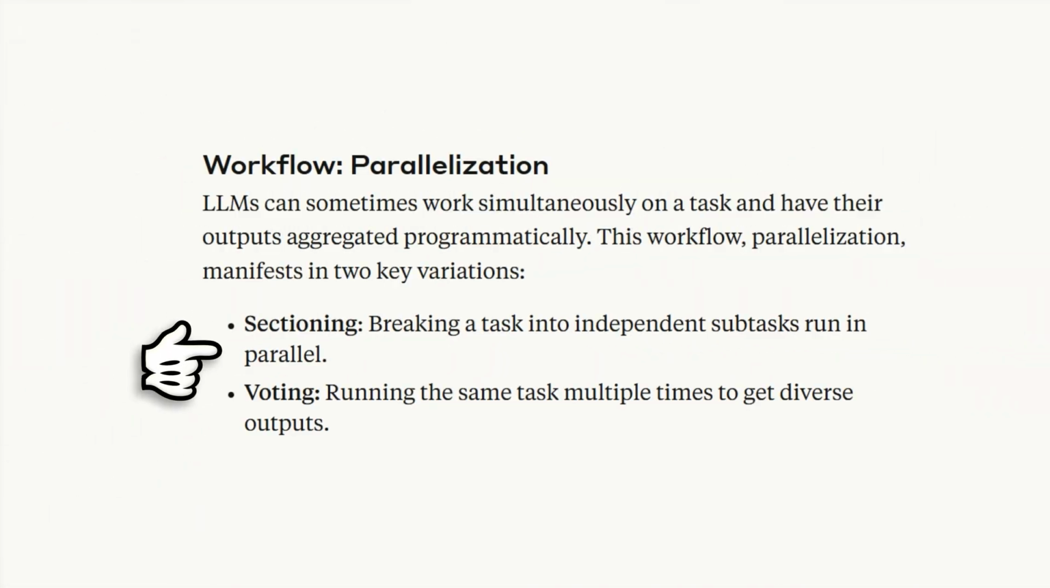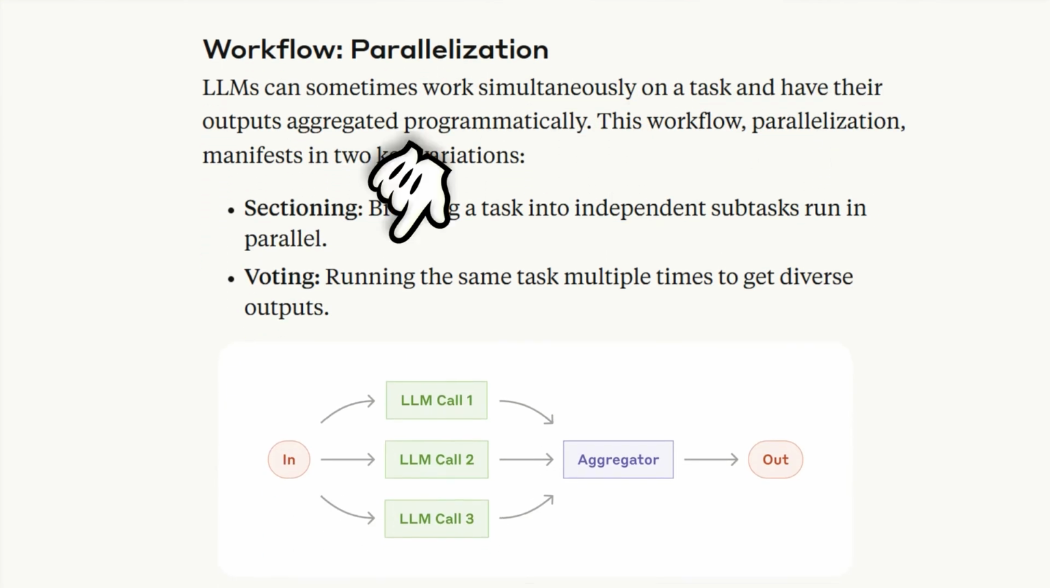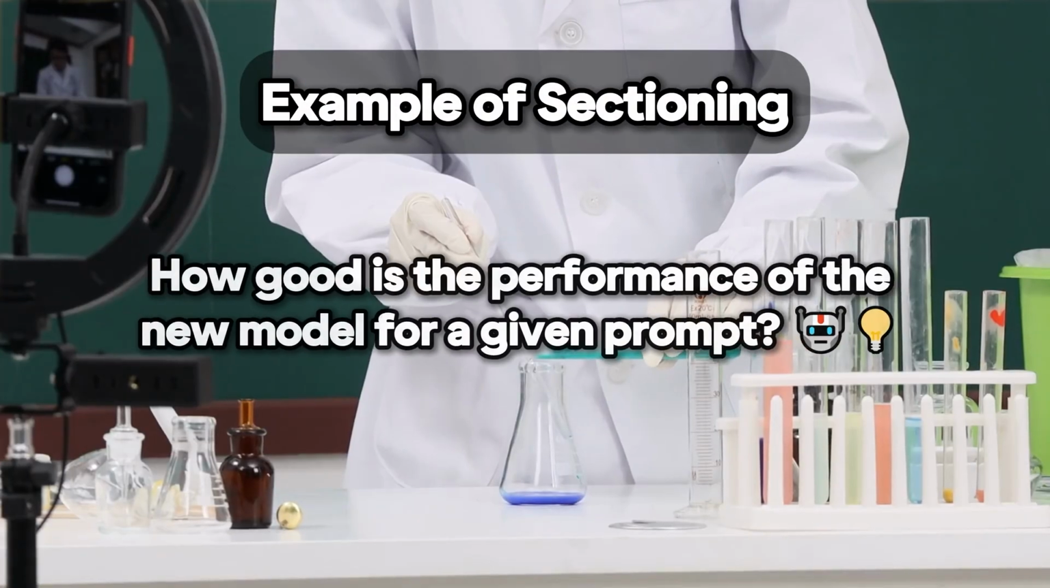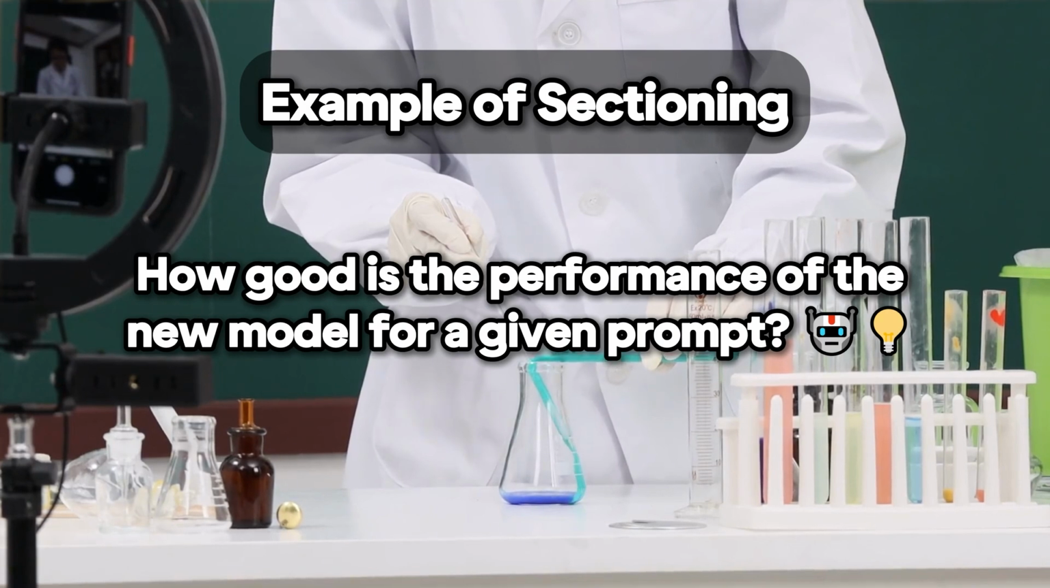Parallelization has two core variations. This involves sub-agents working simultaneously on a task. Then all the outputs are combined together. The first part is sectioning, which is breaking a task into independent subtasks that run in parallel. Second part is voting, which is running the same task multiple times to get a range of outputs that are then combined together.